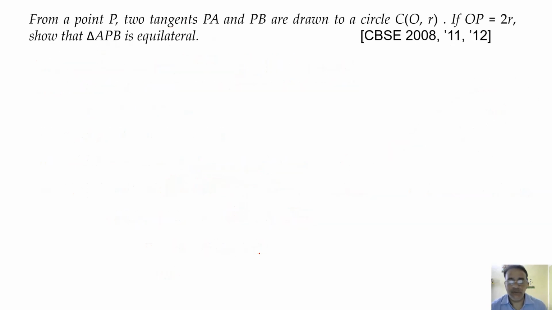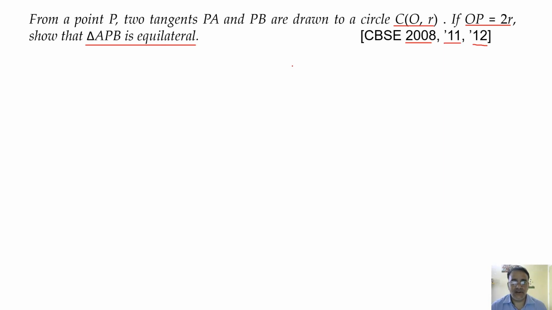Right, now we are moving toward the next question. This is also very important. 2008 में आया exam में, 2011 also, 2012 also. From a point P, two tangents PA and PB are drawn to a circle with center O and radius R. This is the notation of circle, okay? Circle with center O and radius R. If OP is equals to 2R, show that triangle APB is an equilateral triangle.